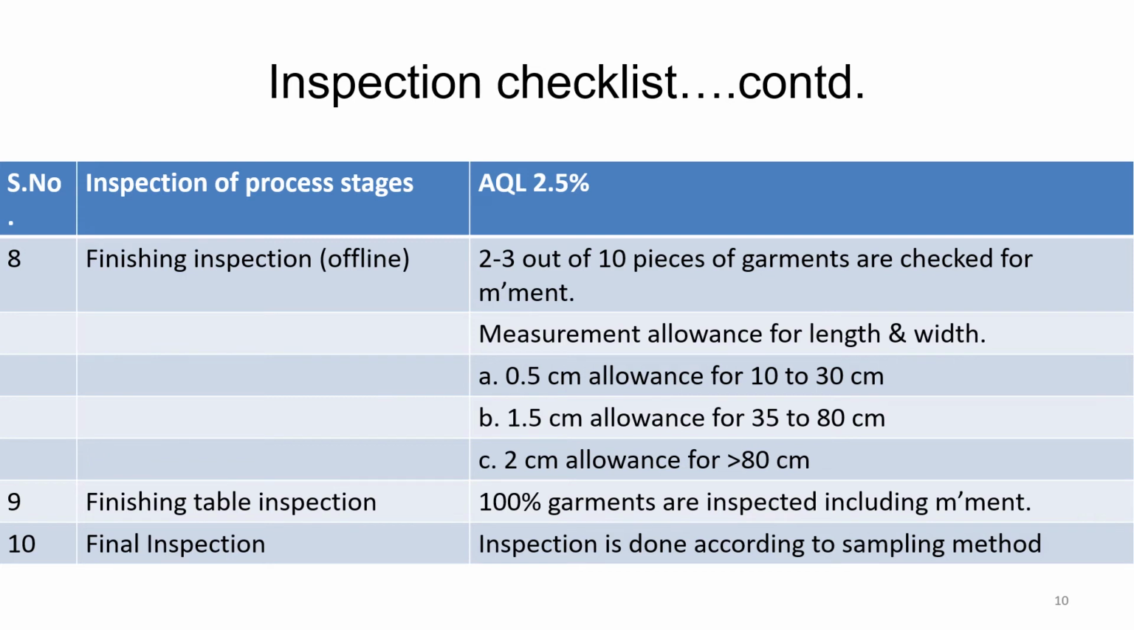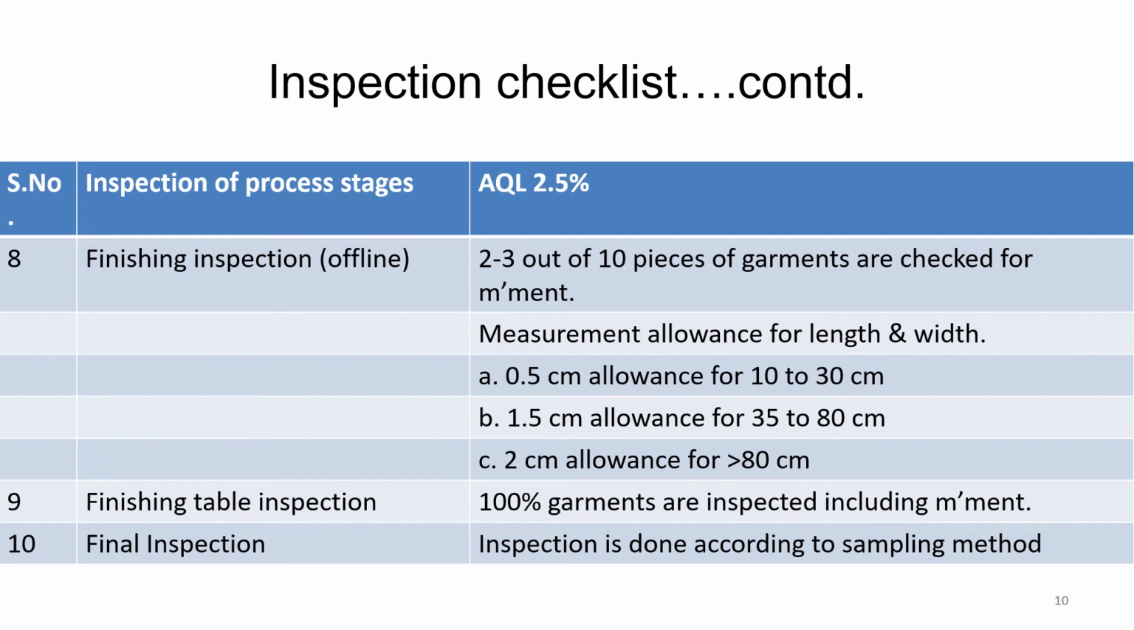So the garment will be inspected for whether the labels are attached correctly or not, whether all the labels are there or not, whether all the buttons are there or not, whether the zipper is of the correct length or not, whether the stitching has been done correctly or not, all those things. And the measurements are also checked. And then we have the final inspection.